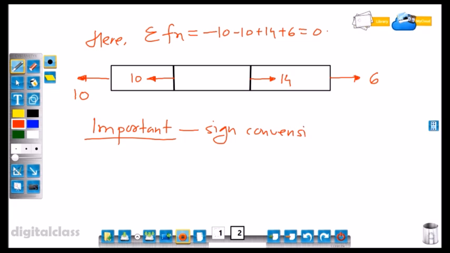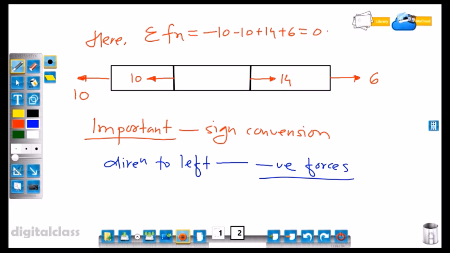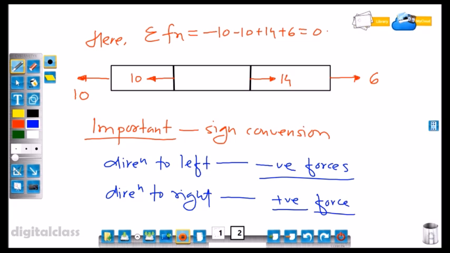Here, what is important is the sign convention. Forces acting towards the left must be considered as negative, and forces acting towards the right direction are considered as positive forces. This condition is only for the principle of superposition.